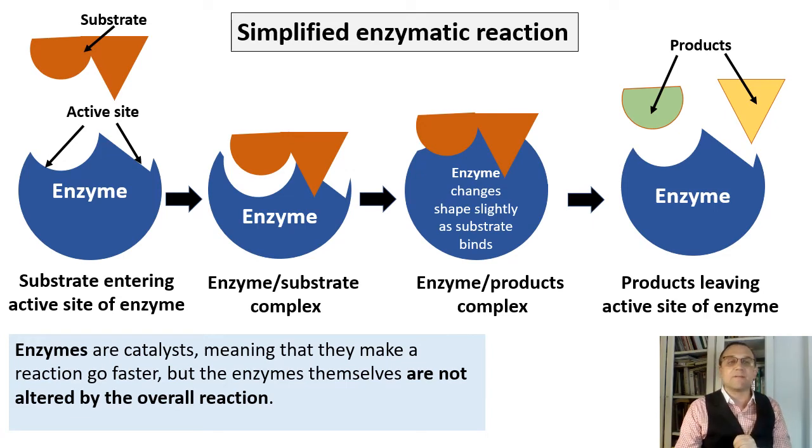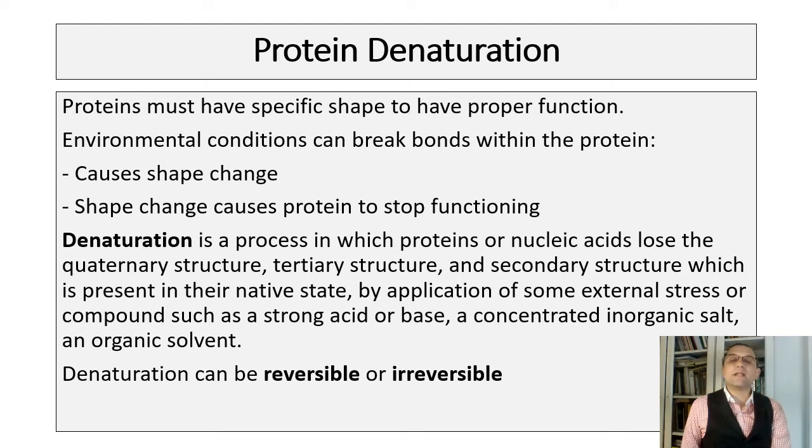Many students forget this. So what we learn is that proteins must have a specific shape to have proper function. Environmental conditions can break bonds within the proteins. This will cause a shape change. Shape change causes the protein to stop functioning. Denaturation is a process in which proteins or nucleic acids lose the quaternary structure, tertiary structure, and secondary structure present in their native state by application of some external stress or compound such as a strong acid or base, a concentrated inorganic salt, or an organic solvent. Denaturation can be reversible or irreversible.